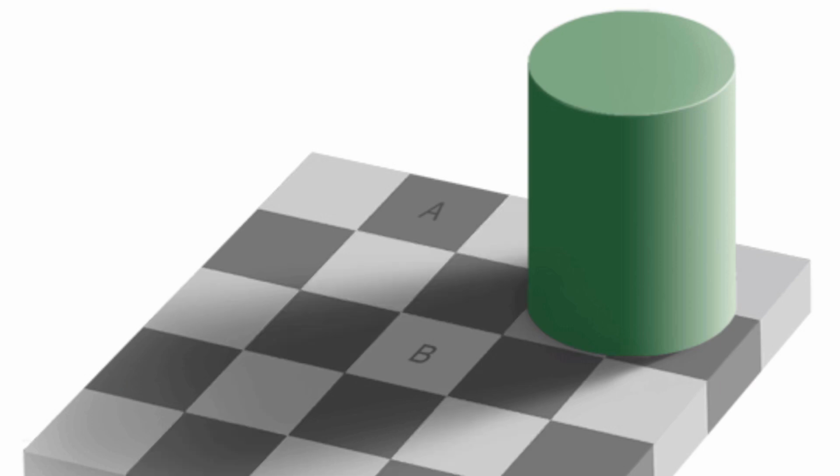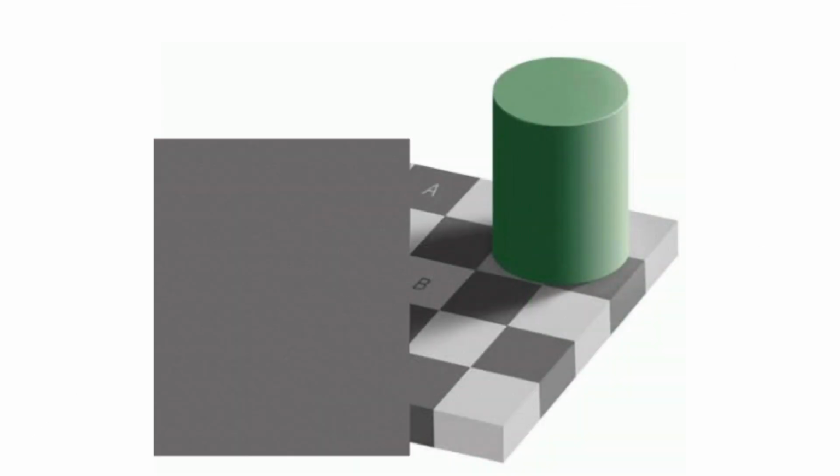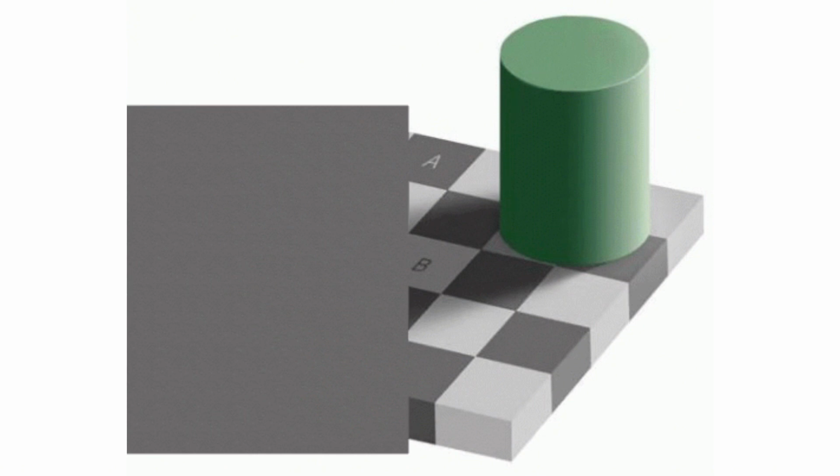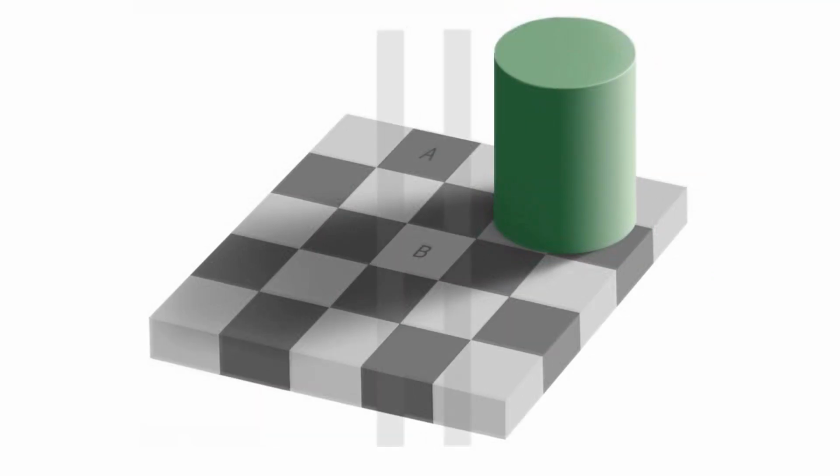Look at these two squares. One looks darker than the other, right? But what if I told you they're actually the same color? This is the checker shadow illusion, and it works because of how our brain interprets light and shadow. When a shadow falls on an object, our brain assumes the area under it is darker than it really is. To compensate, it lightens the shadowed area in our perception, helping us understand depth and light in the real world.